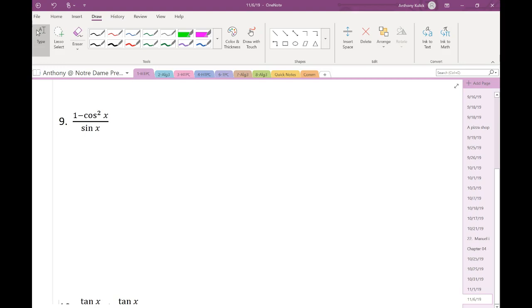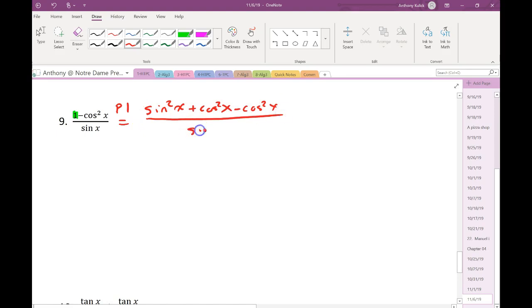You need a hint? Yes. I want to try P1. How are we using P1 though? You could think about it two ways here, folks. We have a 1 there, right? Oops, those are X's. So you could think about it that way. According to P1, 1 is equal to sine squared plus cosine squared, right?